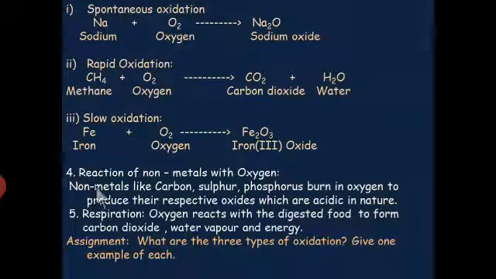Fourth point is reaction of nonmetals with oxygen. How does oxygen react with nonmetals? Nonmetals like carbon, sulfur, phosphorus burn in oxygen to produce their respective oxides, which are acidic in nature. That means when oxygen reacts with nonmetals, they form oxides, but they are acidic in nature. What is the nature of the oxides of nonmetals? It is acidic.